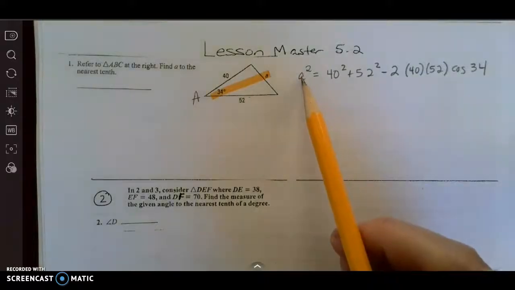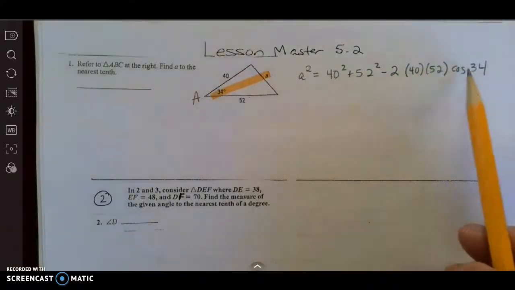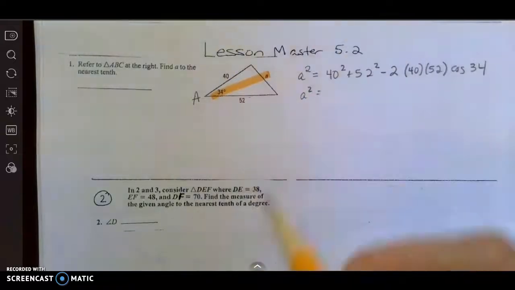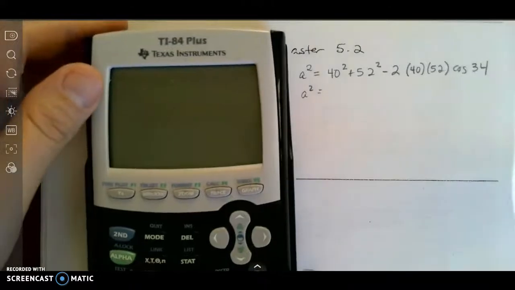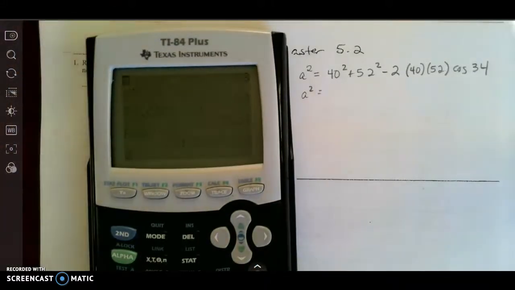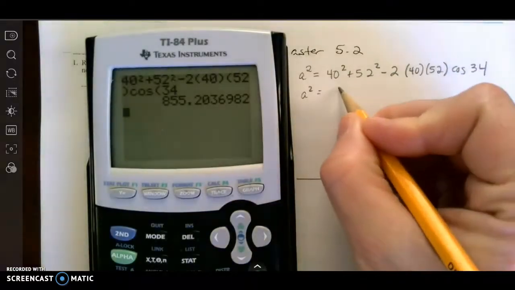Nice thing about this one when I'm finding a side is since there's no variables here, I can put all of this into my calculator at once, as long as I type it in just as it's written, because my calculator knows order of operations. So I've got 40 squared plus 52 squared minus 2 times 40 times 52 times the cosine of 34. And hopefully at this point you guys are not having trouble with this formula because you've used it so many times. At first it seemed like a daunting formula.